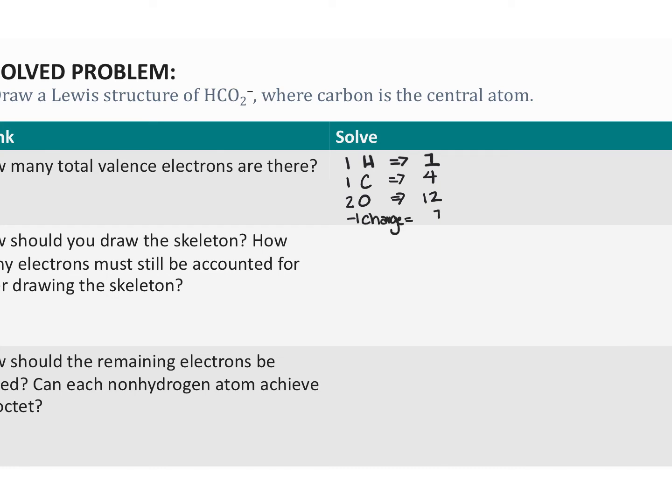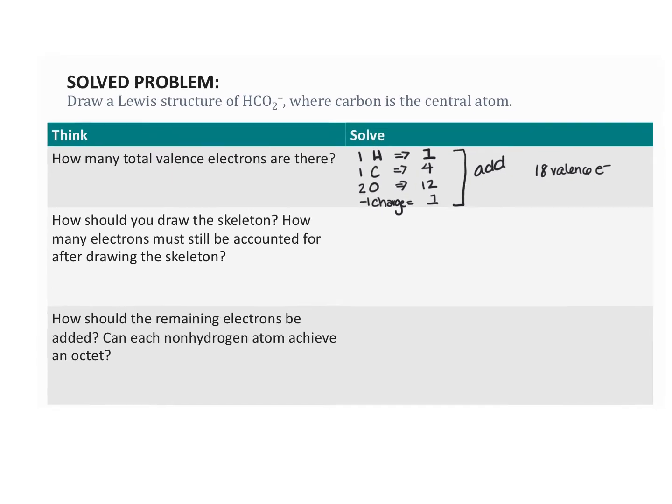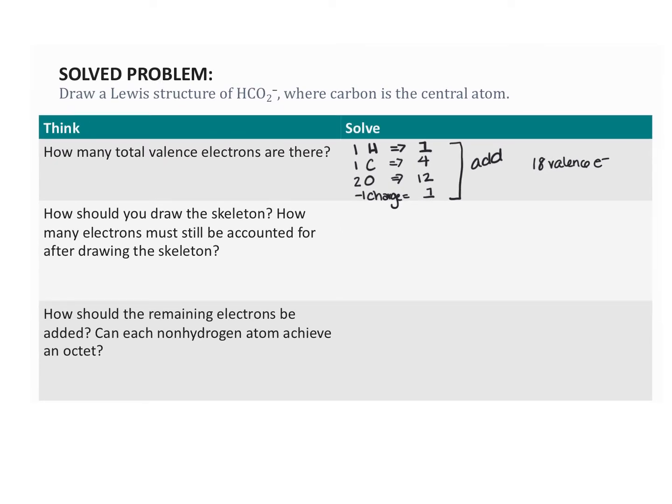And so that means we also need to add 1. We're going to take these and add them all up. And what we're going to see is we have 18 valence electrons to work with. So we've done that step 1.